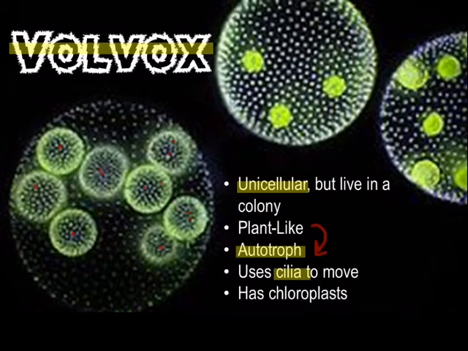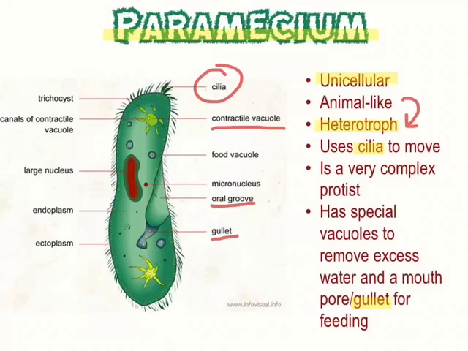They use cilia to move. It's hard to see in this picture, but there are little eyelash-like things going around the outside of their round shape. The last common protist that we're going to talk about today is a paramecium. The plural would be paramecia. They're also unicellular. They are animal-like heterotrophs. They use cilia to move, so you can see going around the outside are those little hair-like projections. They would crawl along kind of like a millipede in the water.